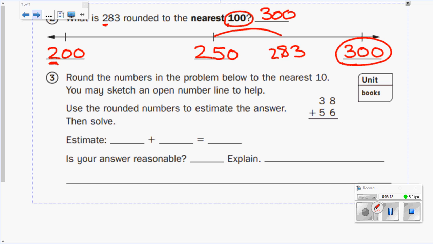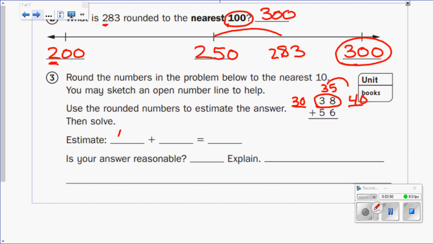All right, on the last one, it says round the numbers in the problem below to the nearest tens. You may sketch an open number line to help you. Use the rounded numbers to estimate the answer and then solve. So, if I come over here, I look at the first number, which is 38, okay? And 38 rounded to the nearest tens, I could kind of put this over here. This would give me 30 and 40. Okay, my middle number would be 35. 38 is going to go over here.